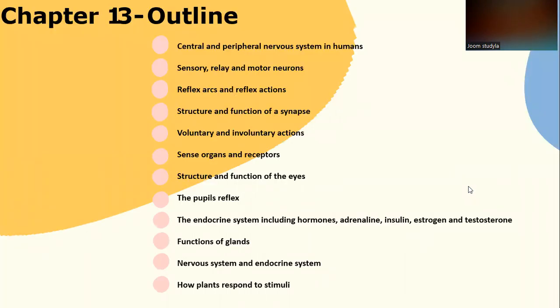In this chapter, you will find out about central and peripheral nervous system improvements, sensory, relay, and motor neurons, reflex arc and reflex actions, structure and function of a synapse, voluntary and involuntary actions, sense organs and receptors, structure and functions of the eyes, the pupil reflex, the endocrine system including hormones, adrenaline, insulin, estrogen, and testosterone, function of glands, nervous system and endocrine system, and how plants respond to stimuli.